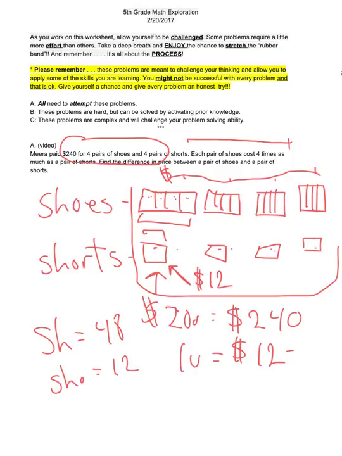Do we have a way of checking that? Sure. 1 unit's 12, shoes come out to be 48. 48 is indeed 4 times more than 12. If we add all of this up, and we take 48 times 4, and we take 12 times 4, we indeed end up with 240. Booyah.